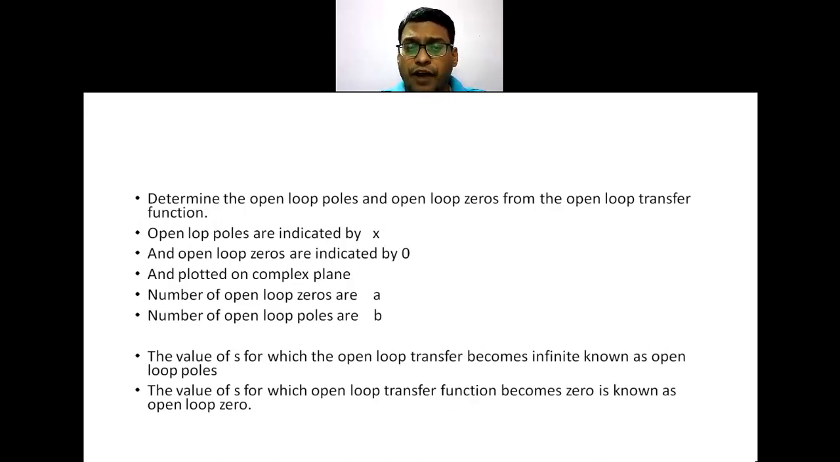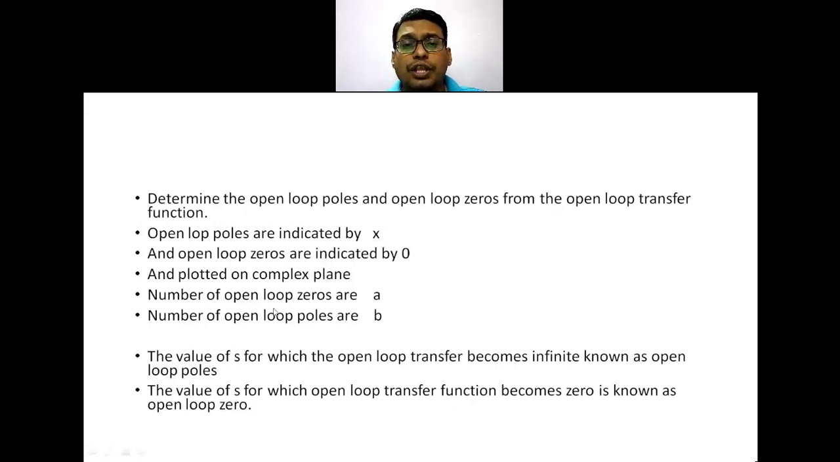And the values of S for which the open loop transfer function becomes 0 are known as open loop zeros. That means the different values of S which make the numerator 0 are all your open loop zeros. So open loop poles are indicated by a cross, and open loop zeros are indicated by a zero, and they are plotted on the complex plane.